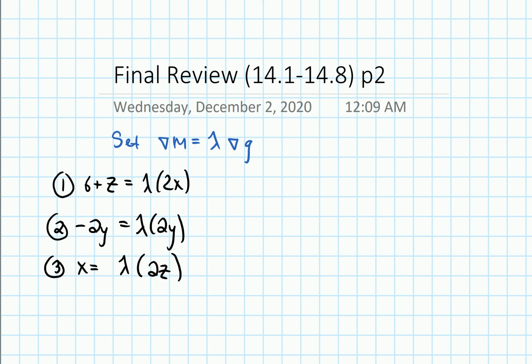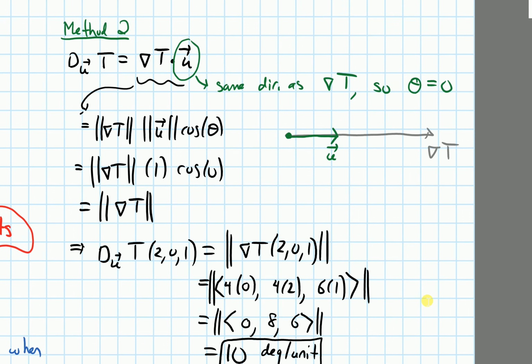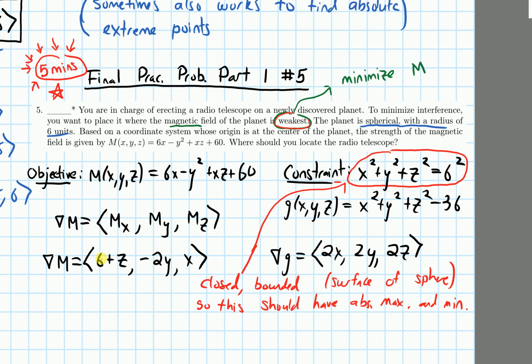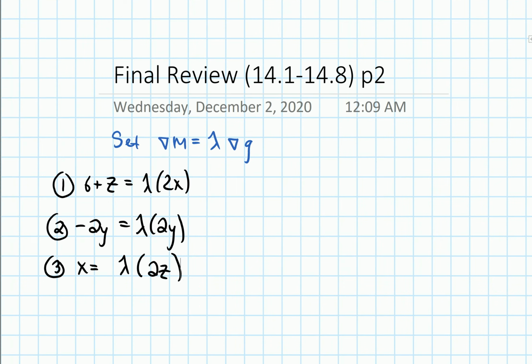So I got these, looking back at the previous page, by looking at the components of the gradient of m. The first component was 6 plus z, and then setting that equal to lambda times the first component of the gradient of g. So lambda times 2x is equal to 6 plus z. And that was my first equation. And then I did the same thing with the other components.